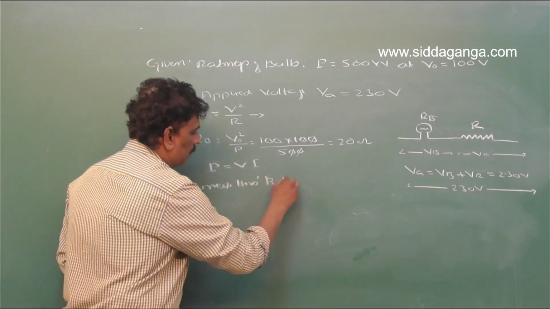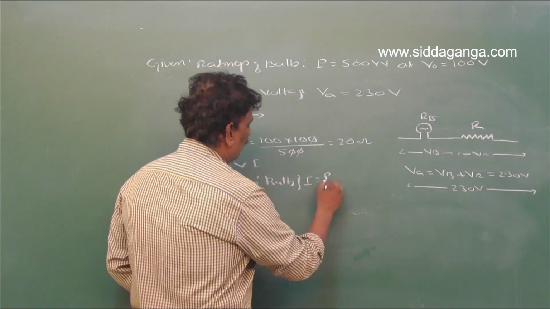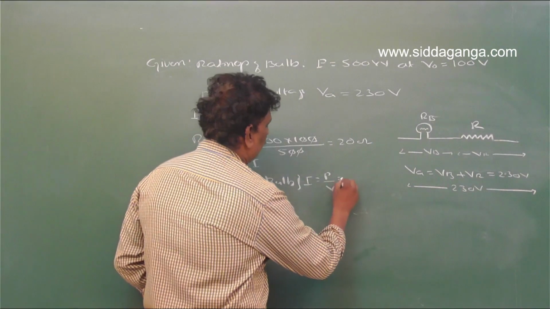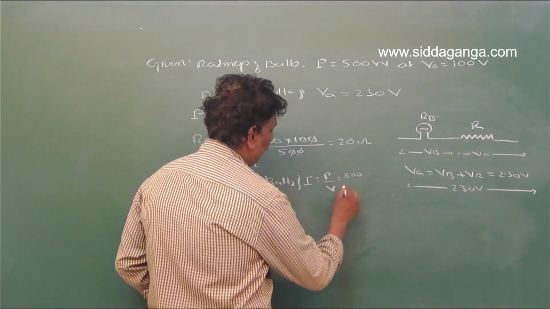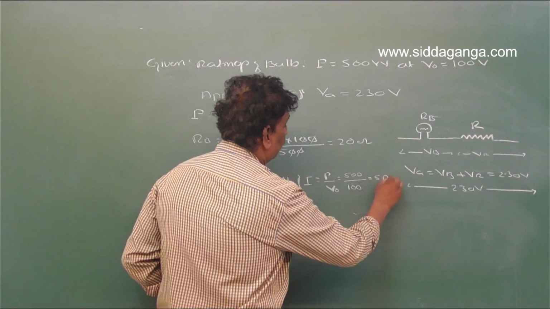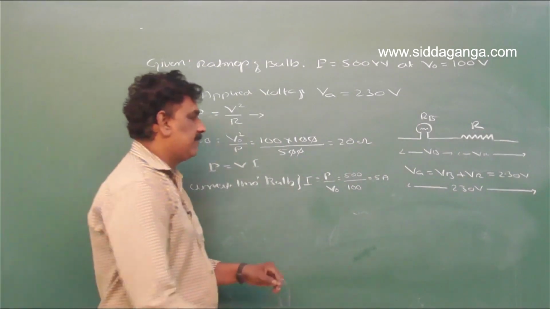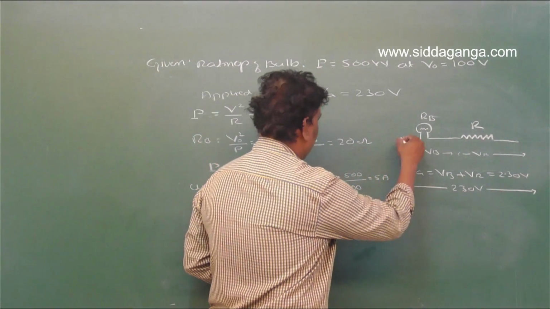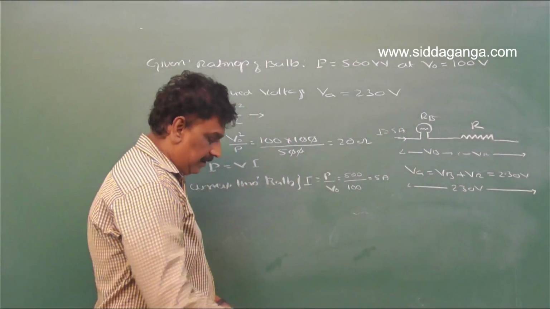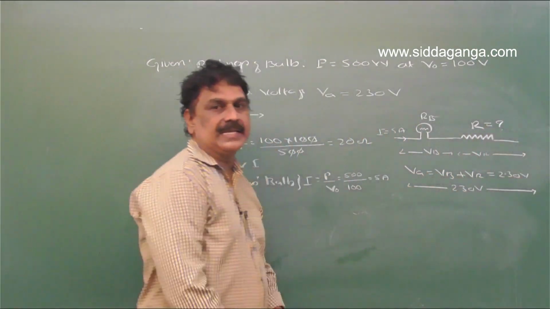current through the bulb, or in the entire circuit, I is equal to P by V, that is equal to 500 by V naught, that is 100, which is equal to 5 ampere. So the maximum current that is permissible through the bulb is I is equal to 5 ampere. Actually what we need to find is the resistance to be connected in series.